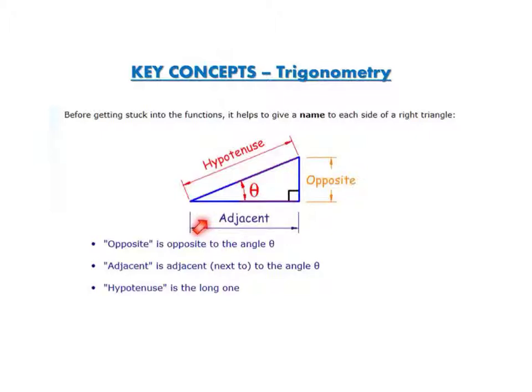And of course, hopefully you know that the hypotenuse is across from the right angle. It's the longest side of a right triangle. It also touches the angle that we're talking about. Not that we're looking for, it's the angle that we're talking about. So those are the three words we need to know. Those are the three sides we're talking about: the opposite, the adjacent, and the hypotenuse.